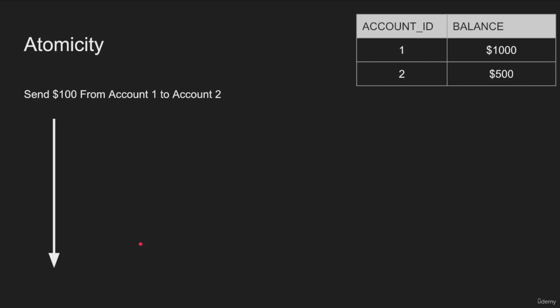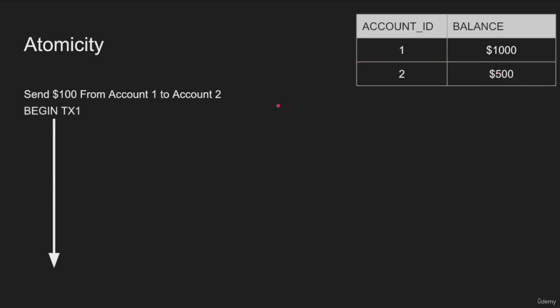This is an example I talk about in my transaction lecture. Atomicity. So I have the same account table, balance 1,500, account ID 12. We want to send $100 from account 1 to account 2. Very simple. We need to debit this account and credit this account. So minus 100 here, plus 100 here. And we have to do it in a transaction because these two should happen at the same time, right?